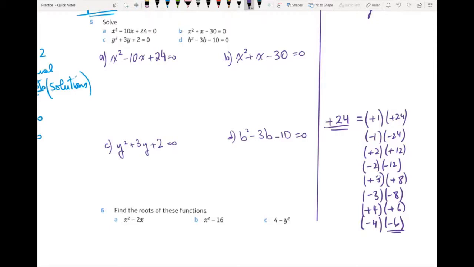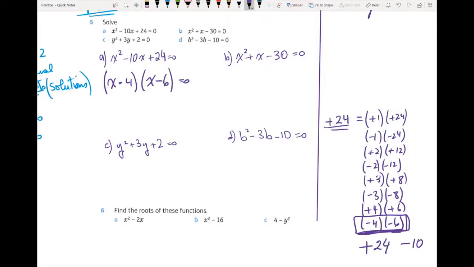So if you look at these two factors, when you multiply minus 4 times minus 6, you get plus 24. When you add minus 4 and minus 6, you get minus 10. So these are the two factors, the two divisors that we need. So we replace them, or we write them as two factors. So x minus 4 and x minus 6 equals 0.